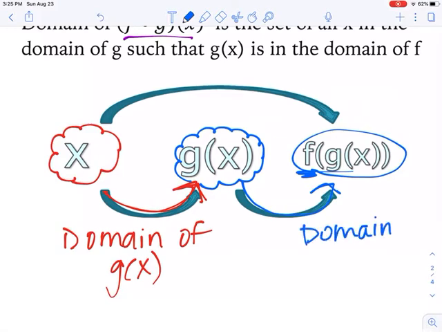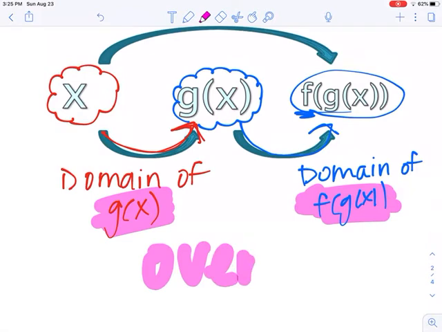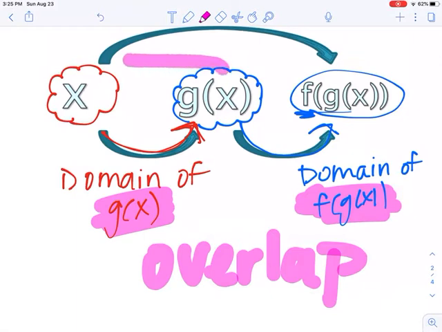Okay. So now we need to think about, what does this equation look like? So we need to think about, what is the domain of our outcome? Okay. And it's where these two overlap that we actually have our domain for the composition.